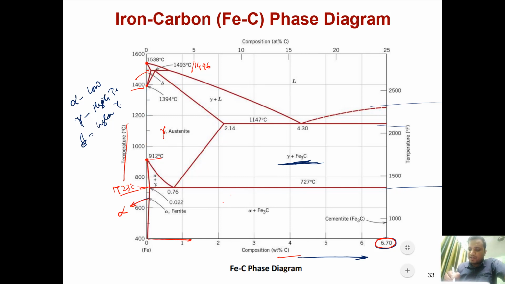But if you move here, then carbon starts to get into this iron and different phases occur. Here you can see it goes through different phases: alpha plus Fe3C, then gamma plus alpha, then gamma, then delta plus liquid, and then the final liquid. And this temperature is 1147. This is the point of eutectic, this is the point of eutectoid, and this is the point of peritectic. So there are three invariant reactions which happen in the iron carbon phase diagram.